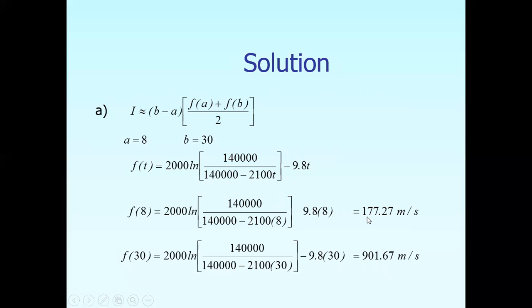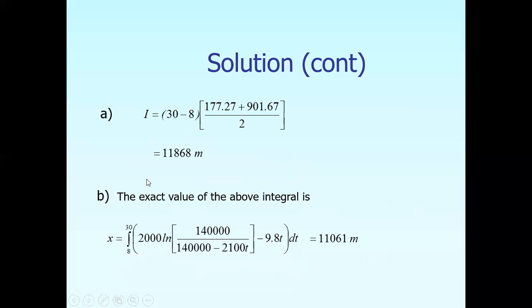This is 177.27 meter per second, and 901.67 meter per second, and put these values in that equation. I is equal to b minus a times f of a plus f of b divided by 2. That is 30 minus 8 into 177.27 plus 901.67 divided by 2. Then this is the distance which is covered by that rocket, that is 11,868.